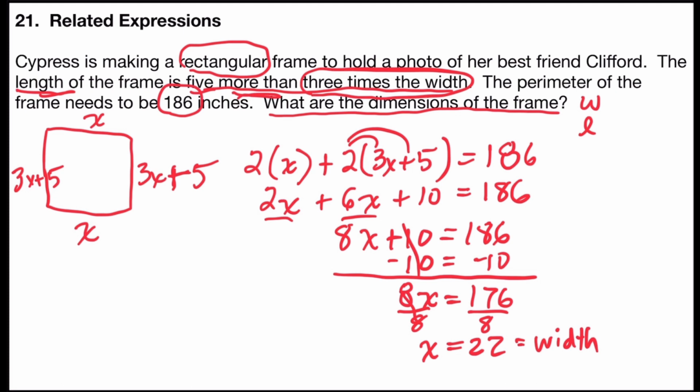Now I'm going to find the length of the frame. That would be 3 times x, which is 22, plus 5. 3 times 22 is 66, and 66 plus 5 is 71. So the length of the frame is 71 inches.